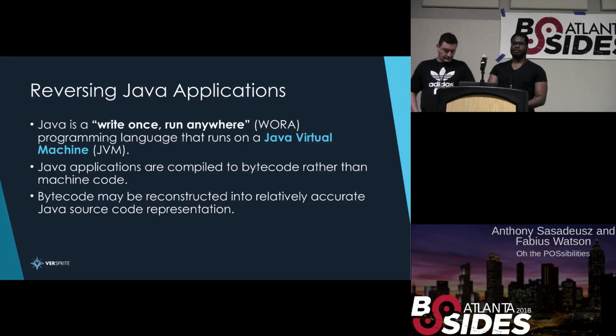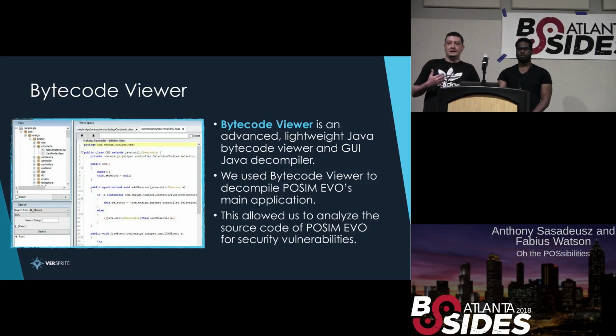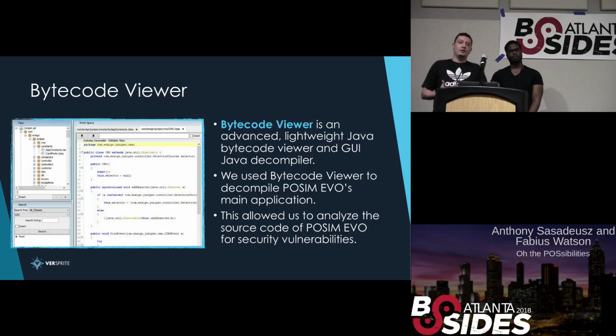Since POSIM is written in Java, we had to figure out how we wanted to reverse engineer Java applications. So Java is a programming language that is capable of running on many different architectures due to its write once, run anywhere nature. The way it does this is by compiling down to bytecode instead of machine code. We discovered that bytecode is actually possible to decompile into a relatively accurate source code representation. So our tool of choice for this was Bytecode Viewer. It allows us to take the bytecode and turn it into a source code representation quite easily.